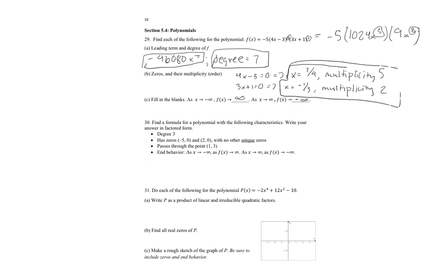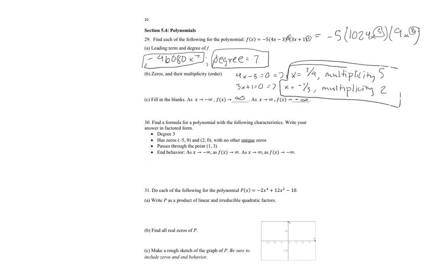Okay, so for number 30, we just have to find a formula for a polynomial with the following characteristics. Write your answer in factored form. It has to be a degree of 3, with zeros -5, 0, and 2, 0, with no other unique zeros. What that means is we basically can't make another set of parentheses. I'll show you what I mean as we go through the problem.